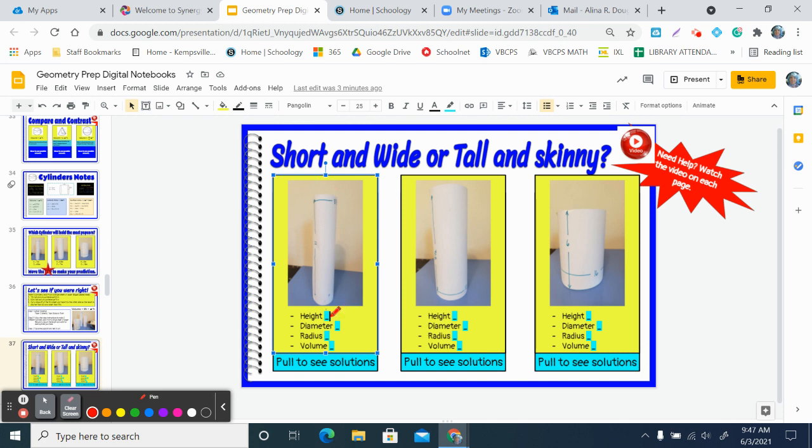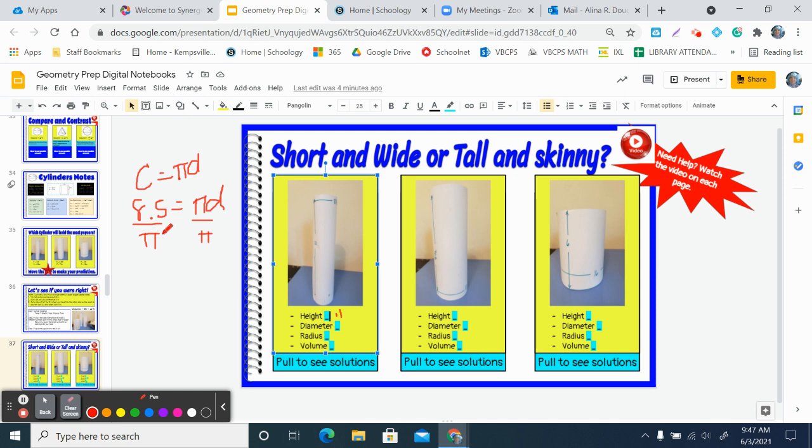So in our first cylinder, we know the height is 11. We know that the circumference was 8.5. So how do we find the diameter? If circumference equals pi times the diameter, and we know the circumference is 8.5, we can do 8.5 equals pi times the diameter. We want to get the diameter by itself, so we need to divide by pi. Divide by pi and divide by pi.